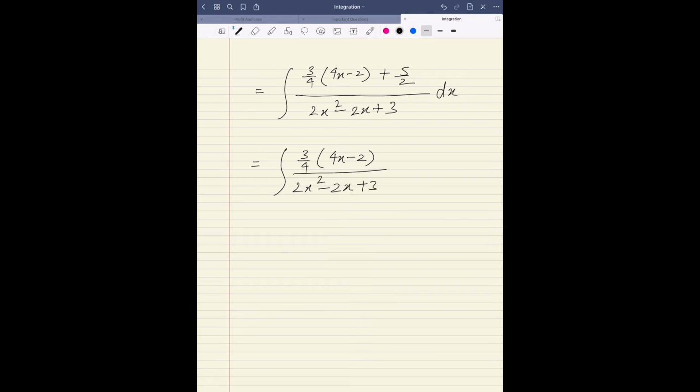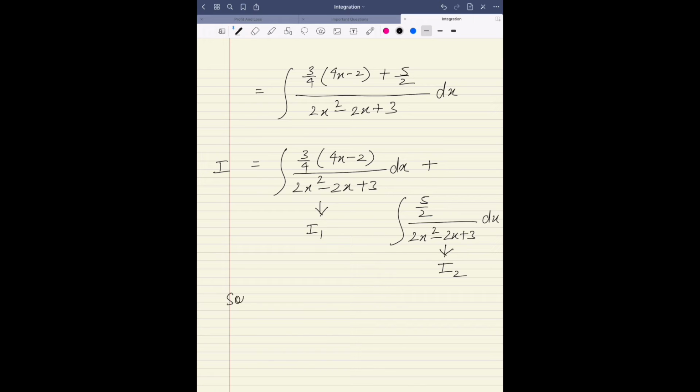2x plus 3 dx. I am going to call this I1, and this entire integral will be called as I, plus this will be 5 by 2 divided by 2x square minus 2x plus 3 dx. I am going to call this as I2. So let's solve this one by one.